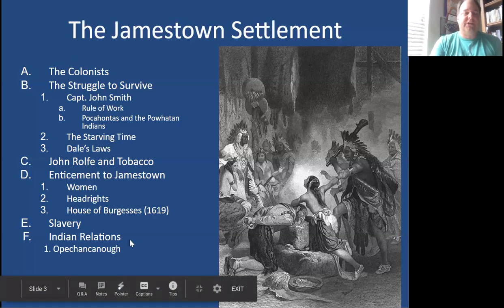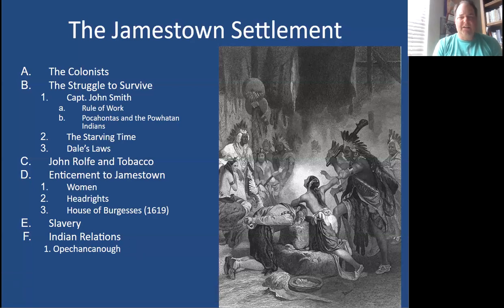Well, let me close this with just a little comment about Indian relations. After Pocahontas died, relations were poor again. They had never been great between Powhatan's people and the Virginia settlers. There had always been a sense of tension and war really between the two people. It just wasn't all out war all the time.